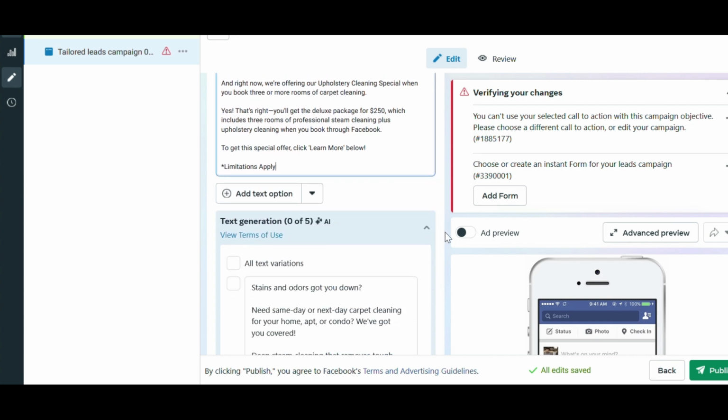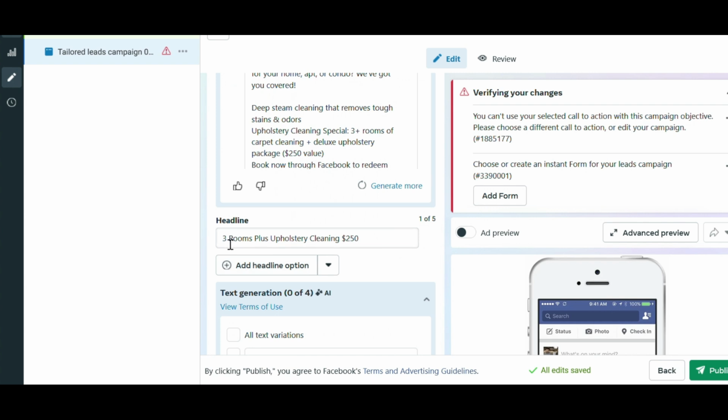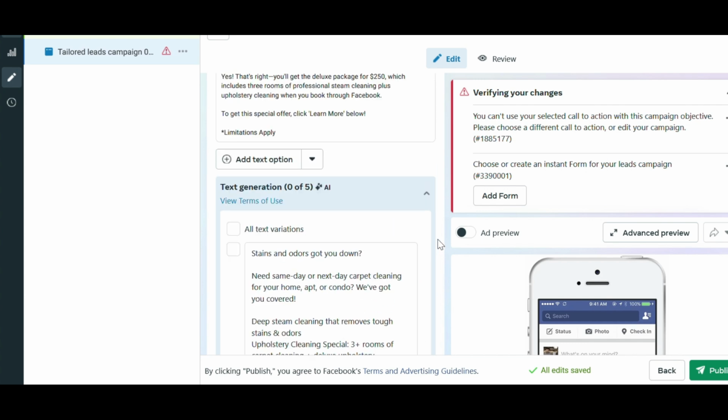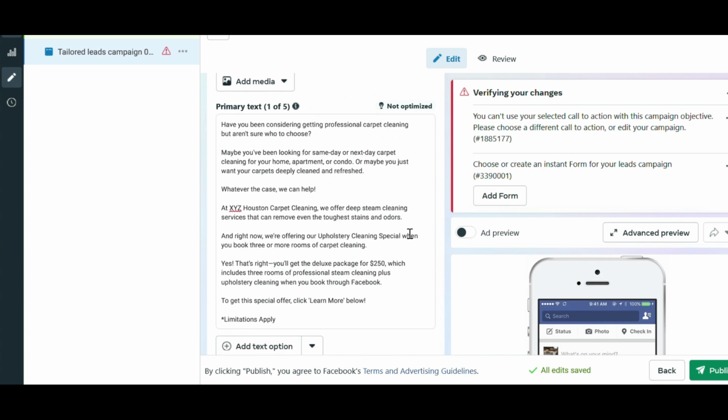All right, so we have our promotion, 3 rooms plus upholstery cleaning, $250. You can tweak this, play around with it, right? I'm just giving you an example. You can copy this style of an ad. What you don't have is creative. The copy is always the easiest part. The creative is where you have the right image and the right video, okay?